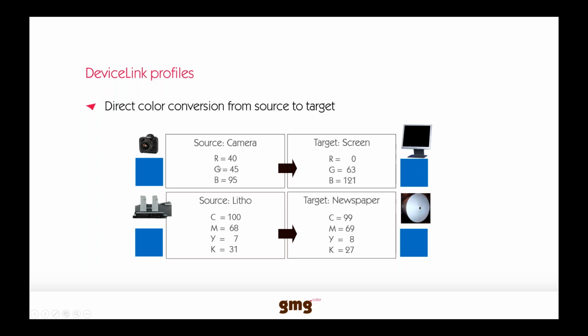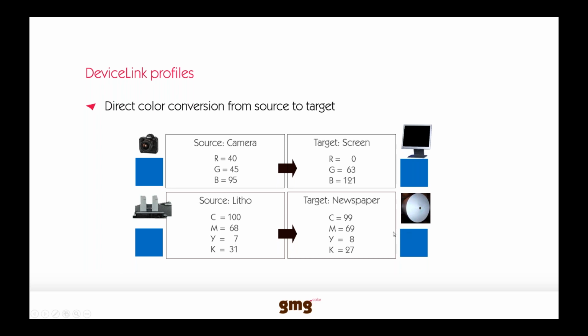Today, we can go directly from RGB to RGB, or from CMYK to CMYK, also from RGB to CMYK, or from CMYK to spot colors. All is possible today. The main aim is to ensure the same colors over different outputs and output devices, like here the camera, the monitor, or from litho to newspaper printing.